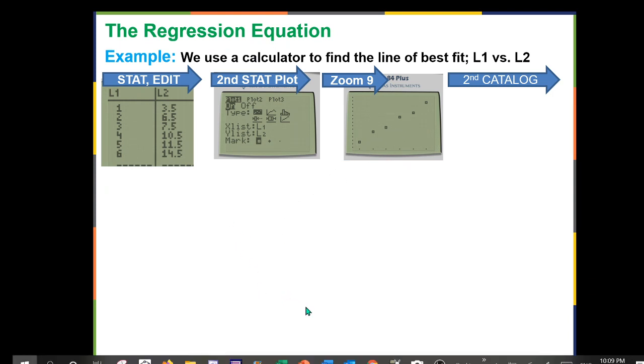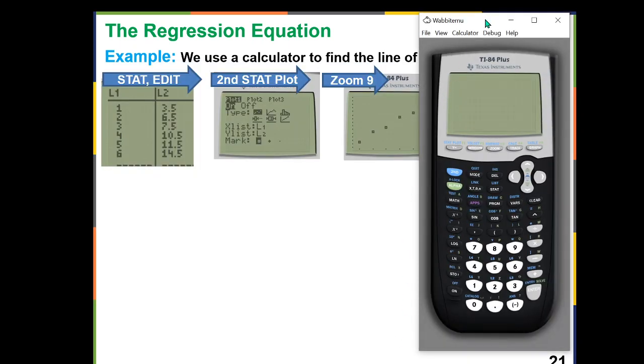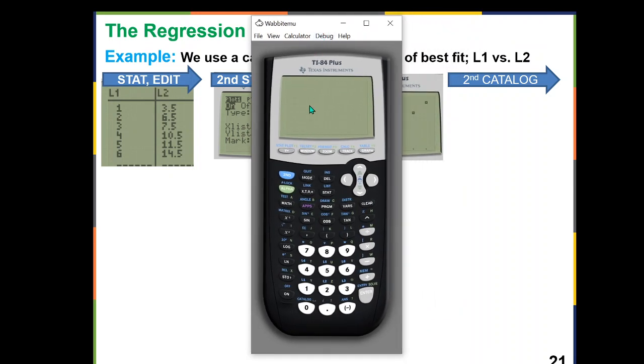Now here is something: the calculator comes with this feature off, and we need to turn it on. So if you go to second catalog right here, and then go to letter D right there, then scroll down to diagnostic on. You see, off and on. I'm going to turn it off because mine is on. I'm going to turn it off, so it's off now.